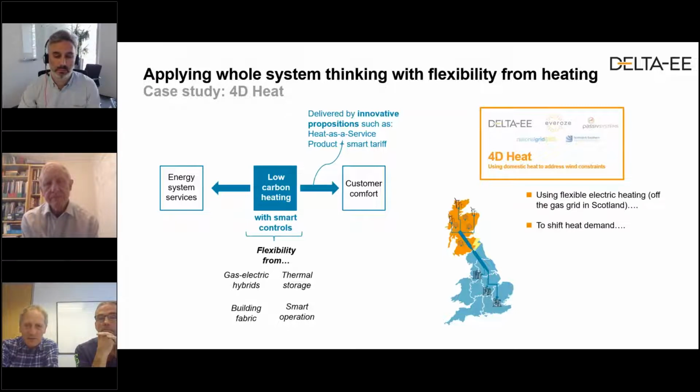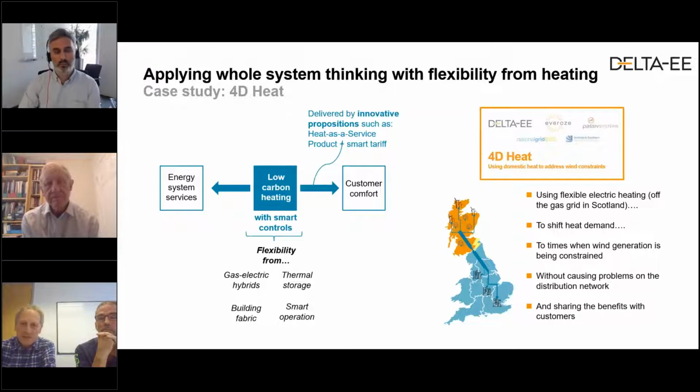And the challenge was that in Scotland, there's a lot of curtailed wind, and that curtailment is often due to insufficient capacity at the Scotland-England border, which you can see between the orange and the blue. So rather than curtail the wind, could demand in Scotland be turned up or shifted, to better describe it, heat demand be shifted so that electric heating is shifted to when the wind would be curtailed. Can you do that, and can you do it without causing problems on the distribution network?